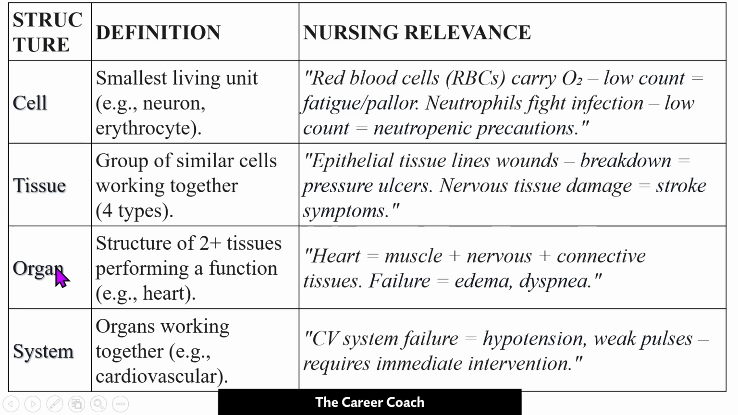The next structure we'll talk about is the organ. It's a structure made up of 2 or more tissues performing a function. Example is the heart. The heart involves muscle plus nervous plus connective tissues. If there is a heart failure, it will be evidenced by edema and dyspnea.